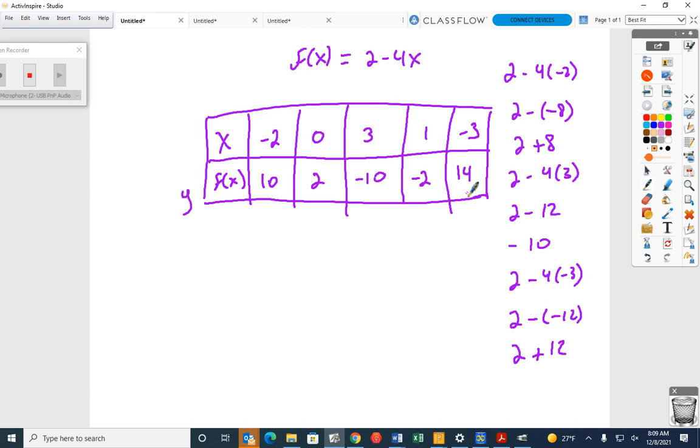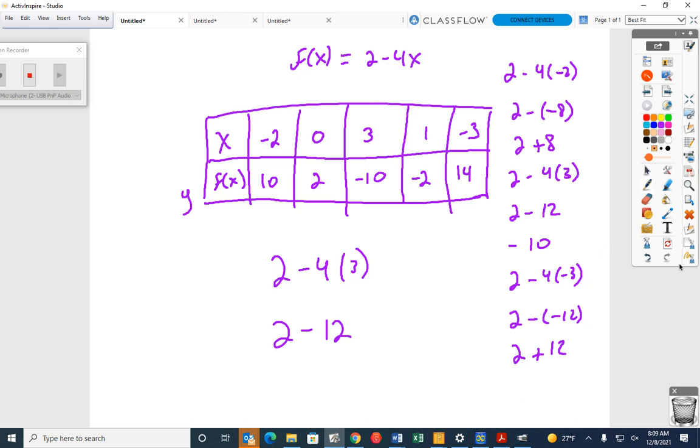Question? I'm a little confused on how you got the negative 10. On this one? Yeah. Okay, so if my equation is 2 minus 4, and my x value is 3, what is 4 times 3? 4 times 3 is 12. Yeah, 2 minus 12. Oh. Okay. So you're good? Yeah. All right, are we good on that?